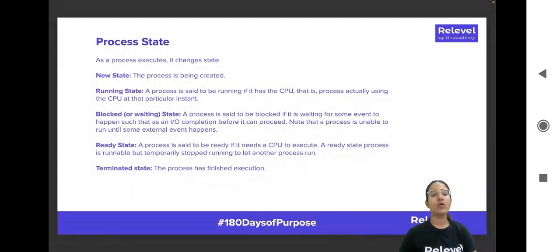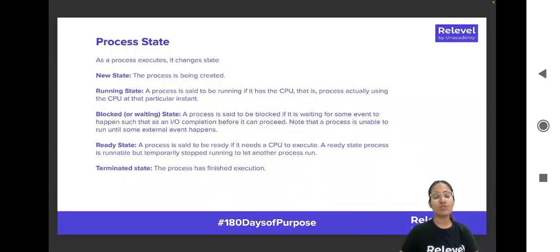Then you basically go to a blocked or the waiting state. A process is said to be in a blocked or waiting state if it is waiting for some event to happen, such as an IO completion, before it can proceed. Sometimes what happens is the process is being executed. Say you have written a program in which you require some input from the user, correct? You usually write programs where you are expecting the user to give the input.